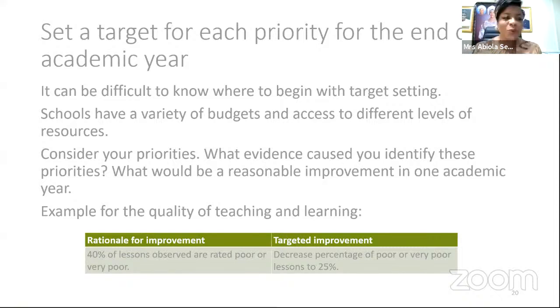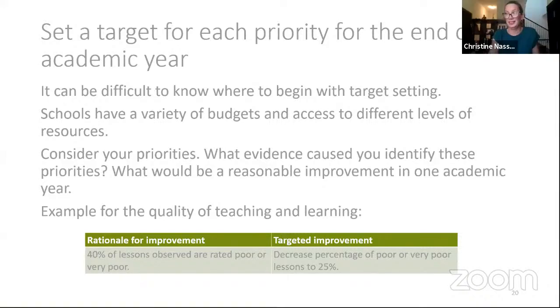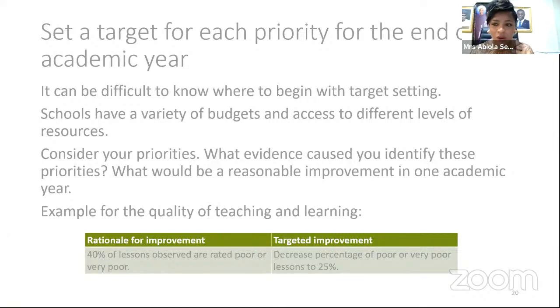Okay. Sure. So we should be focusing on setting a target for each priority for the end of the academic year. And Ms. Christine was talking about the SMART goals. And I believe that stands for, what is the S for again? Succinct. So that means not very long, something that's succinct, to the point.